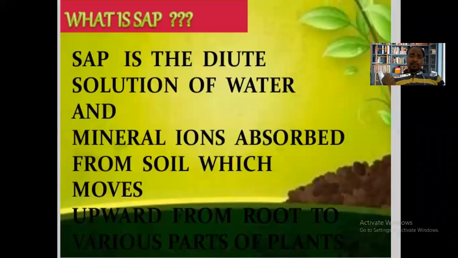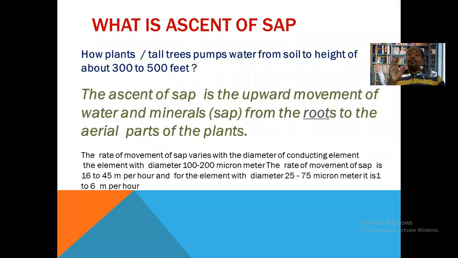As we have discussed earlier, sap is a dilute solution of water and mineral ions or salts, and this water is absorbed by the roots from the soil. So the different mineral ions and salts, when dissolved in the water, become a sap, and the upward movement of sap from the roots to the different aerial parts is called the ascent of sap.